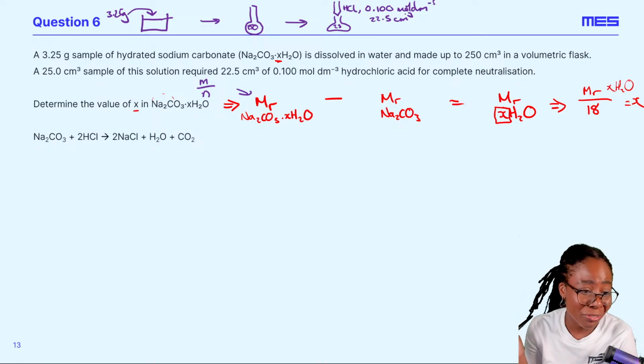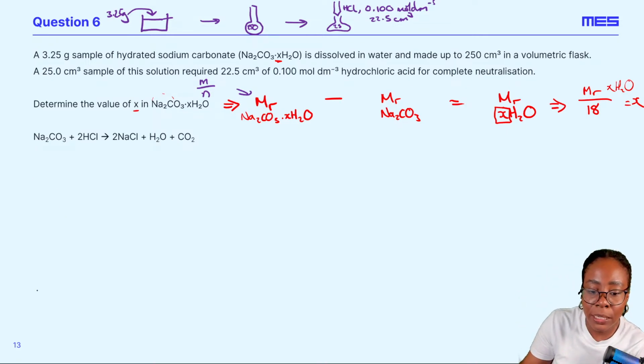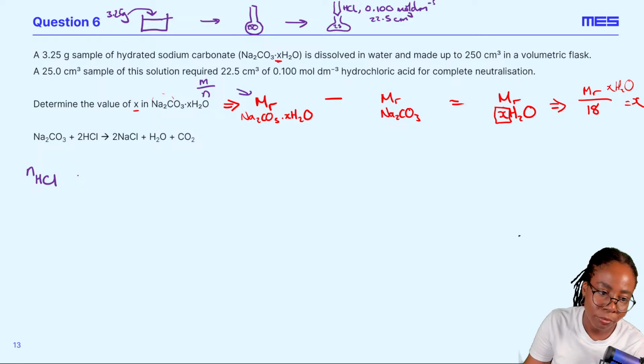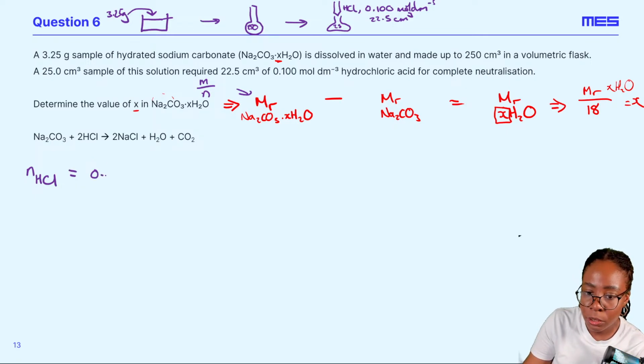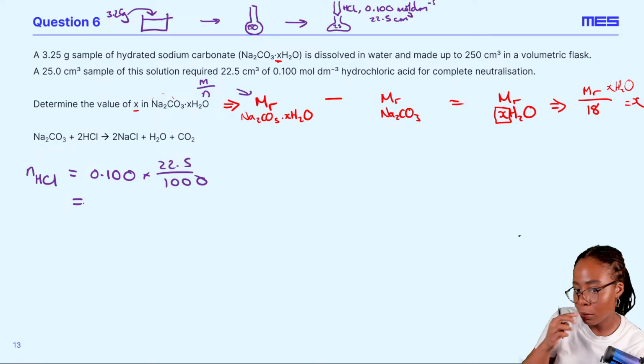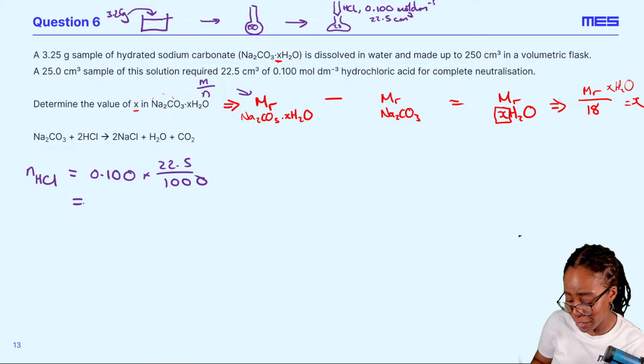Now we've got all of that, the rest, easy peasy, right? In theory. So we've got enough information to calculate the number of moles for our HCl, right? That's going to be our concentration times our volume, which is, what's that? 2.25 times 10 to the minus 3?